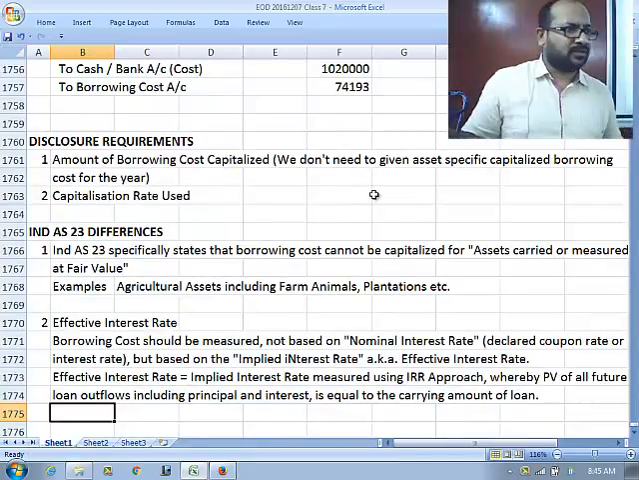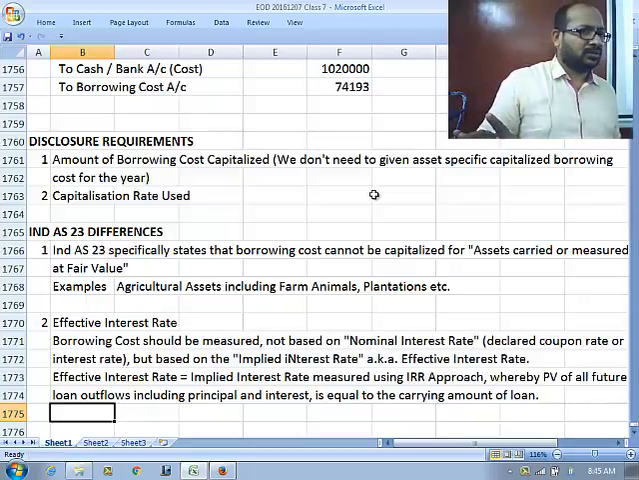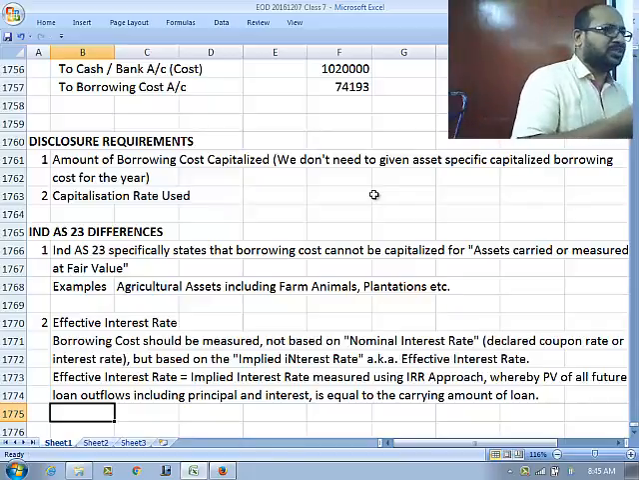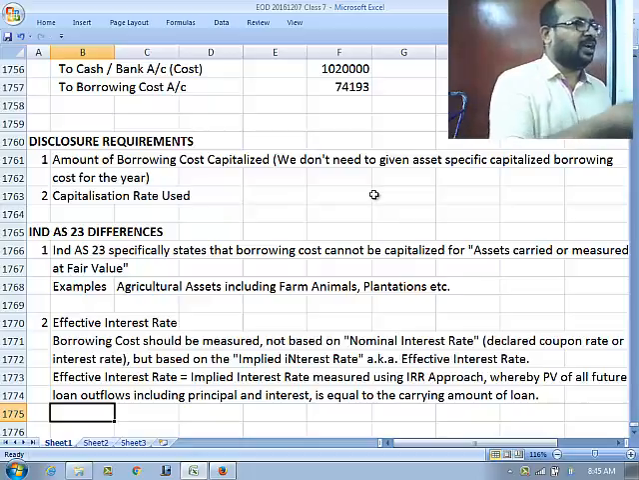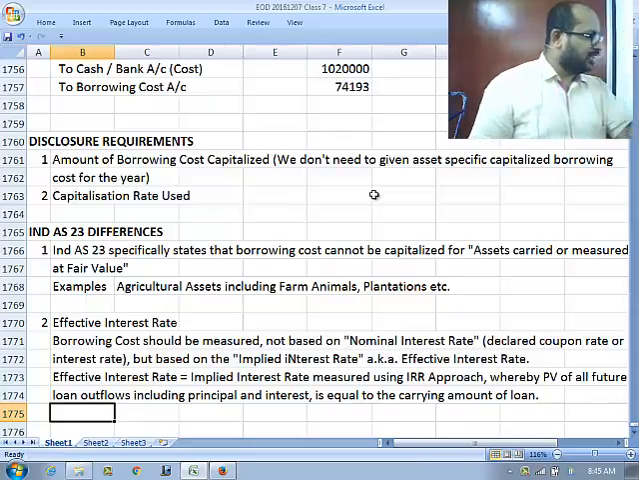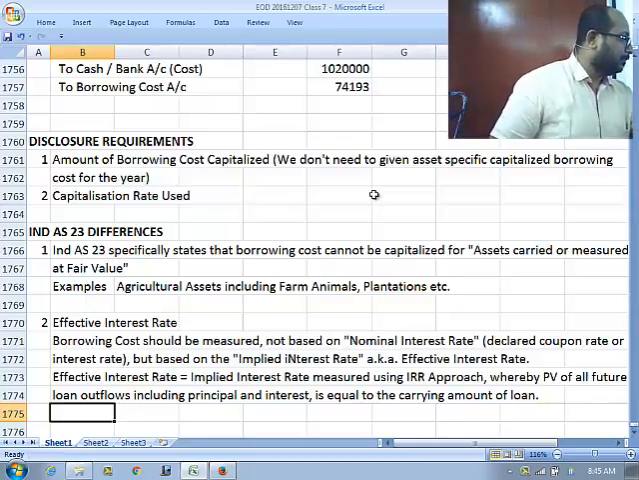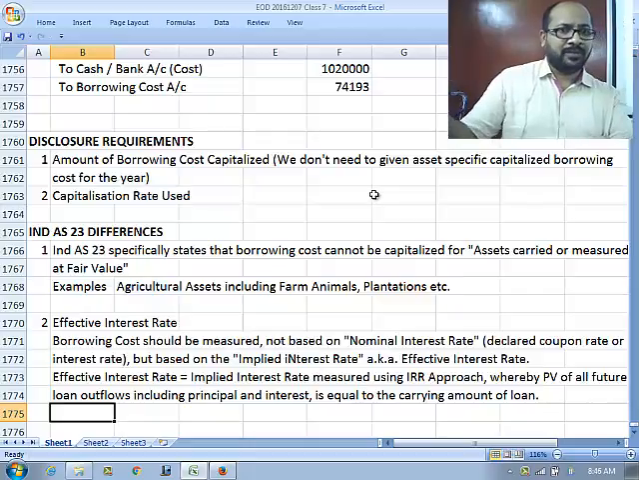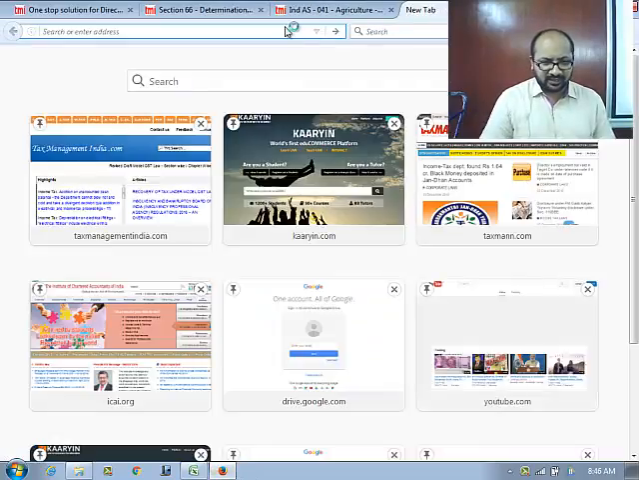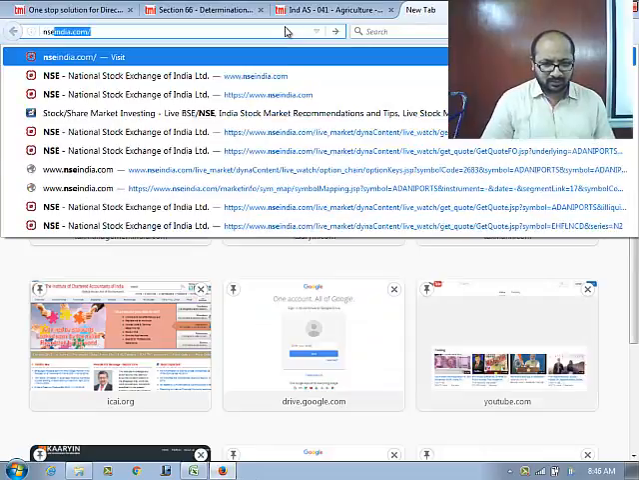Anybody who's already done your SFM? Anybody? Nobody. There is a concept called yield to maturity in bonds. In SFM you will come across something called yield to maturity. That's an example of effective interest rate. Your coupon rate in that will be different. Your effective interest rate or YTM will be different. I'll just show something and then we'll.